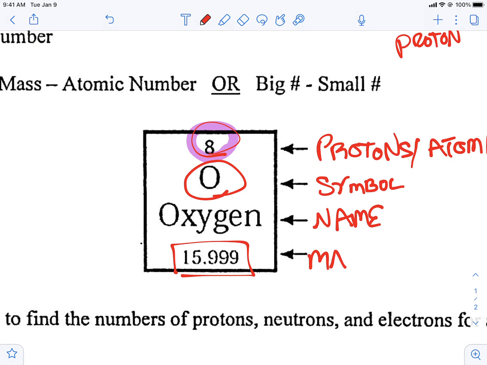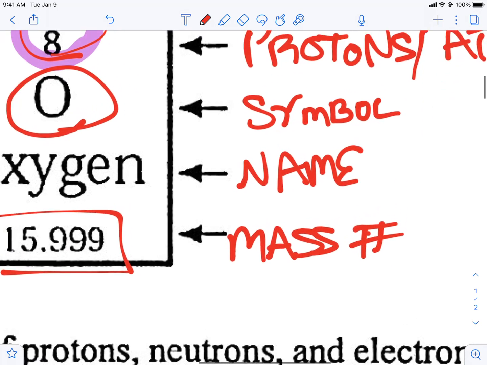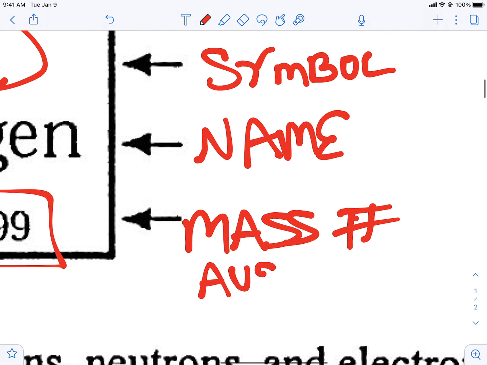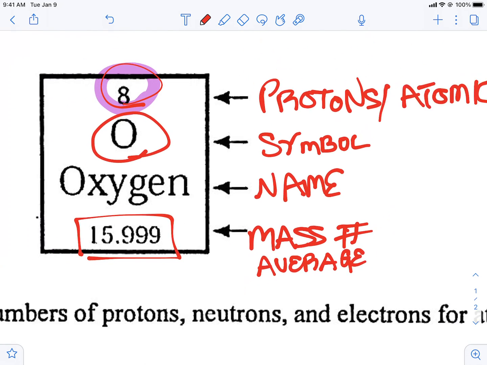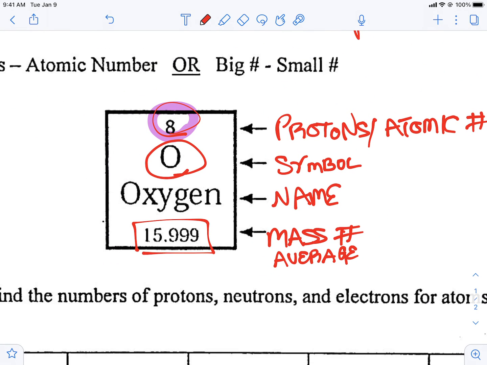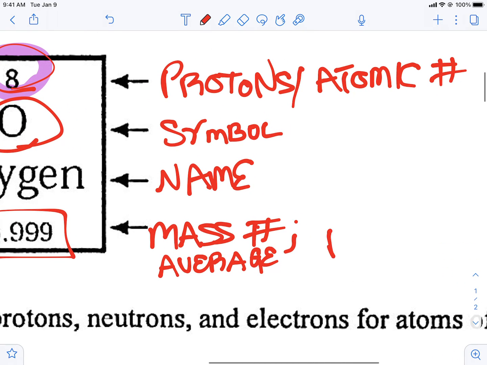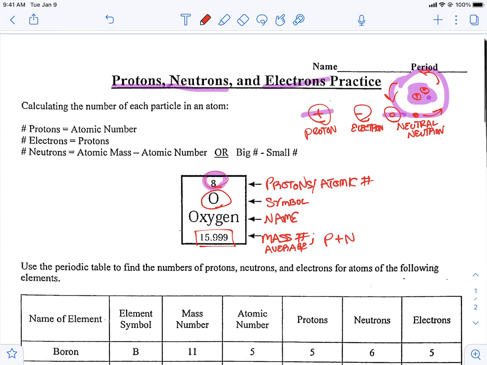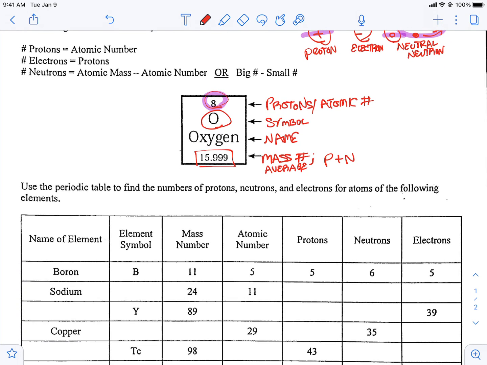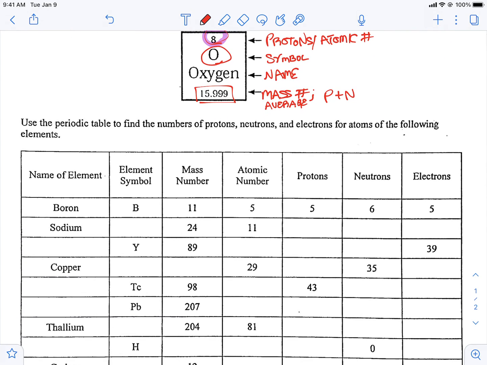The mass number is the sum of the protons and the neutrons. The electrons do not account for any of the mass. So what I'm going to do right here is write P plus N. So the next step is that we are going to apply those 4 pieces of information in this chart down here. I've posted a periodic table on Canvas, and you will use it to complete the chart. The first one is done for you.